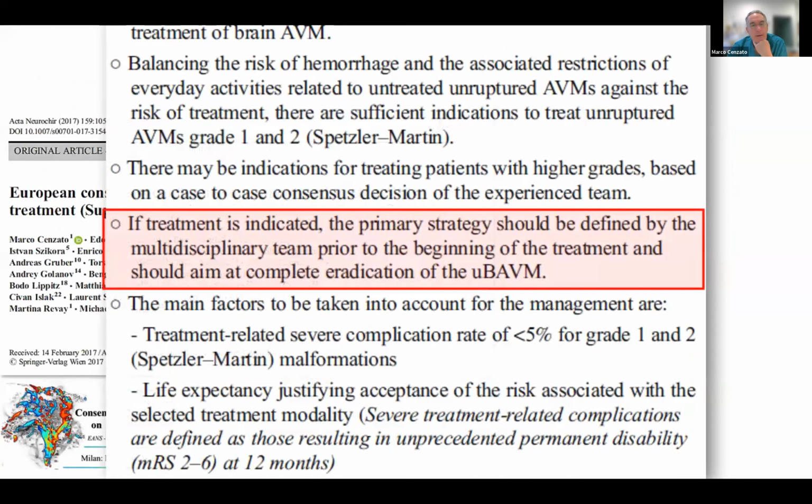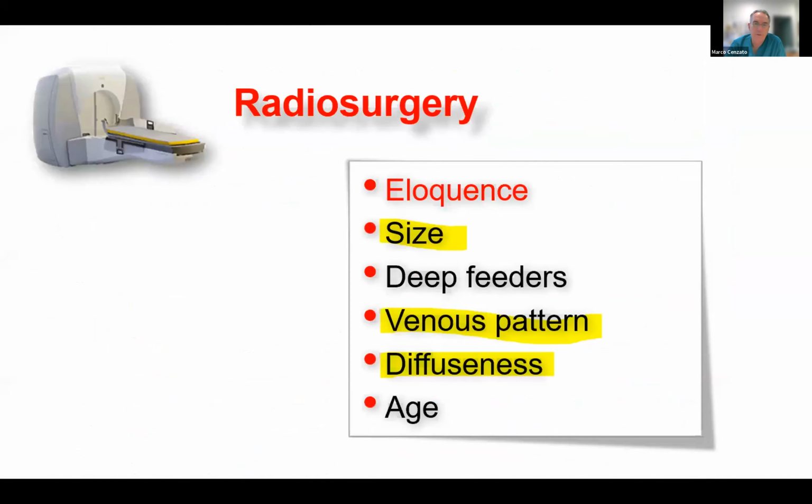problem. So what we want to stress, and this is what we stressed in the European Consensus Conference, is that if a treatment is indicated, the primary strategy should be defined by a multidisciplinary team prior to the beginning of any kind of treatment you want to start.